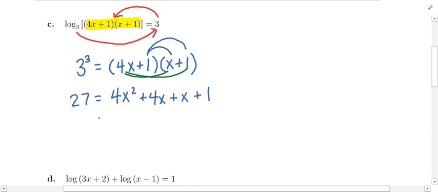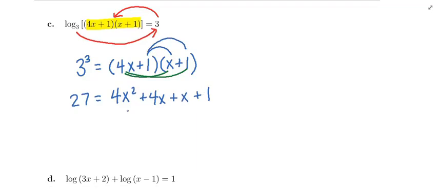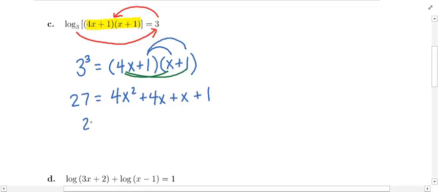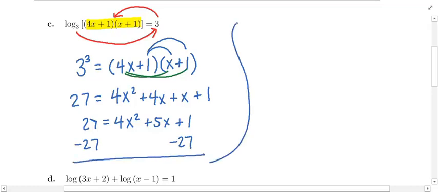Okay, so just a quick scan here. This looks like I'm going to be left with a quadratic equation. The highest power of x in the whole thing is the 2nd power. So I need to combine like terms and set one side equal to 0, and then I will either factor or use the quadratic formula here. We're going to get 27 is equal to 4x squared plus 5x plus 1. Move the 27 over. I'm going to get that 0 is equal to 4x squared plus 5x minus 26.